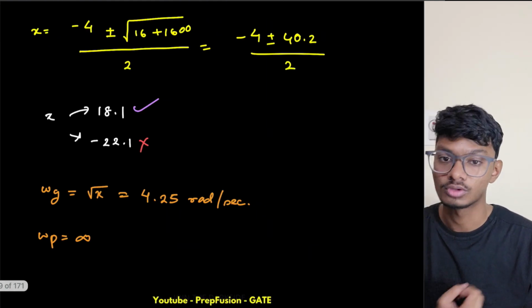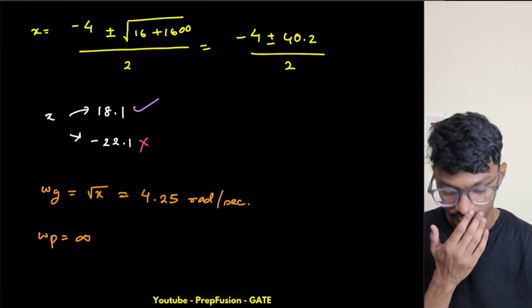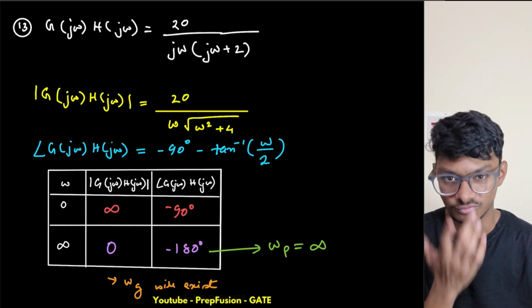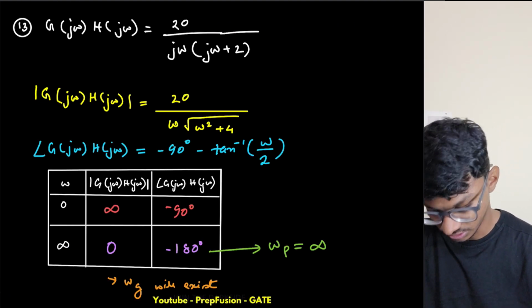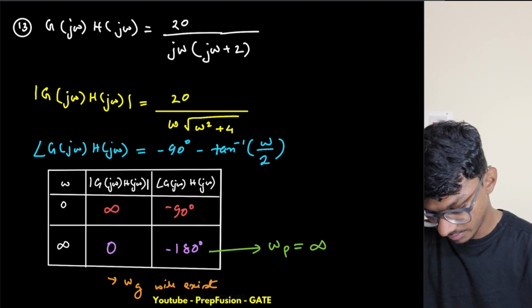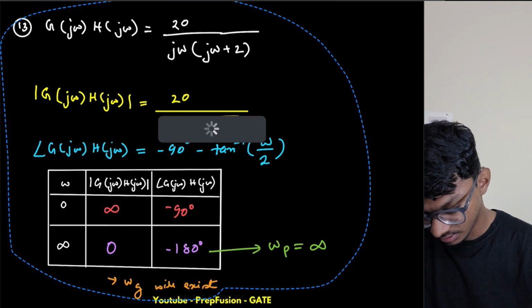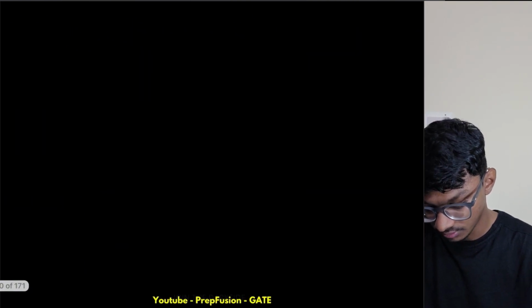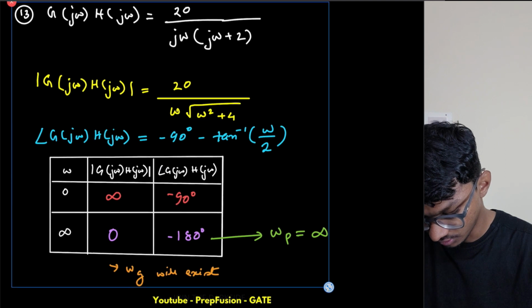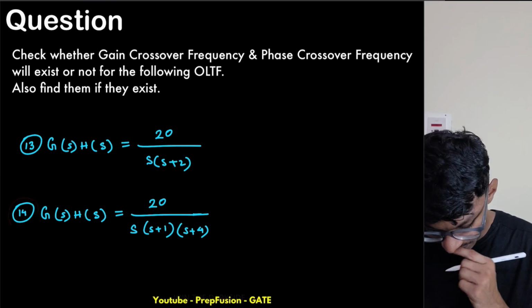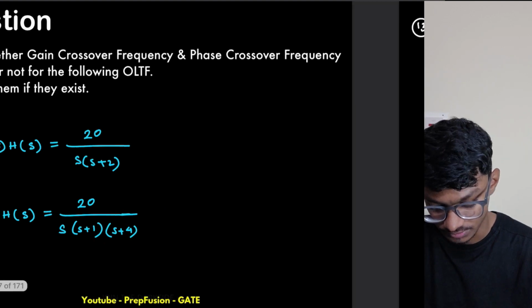So that's how you find the gain crossover frequency. How to find the phase margin, we'll understand. Simply put the value of the angle at that point, and we'll do questions on that also. Okay, let me copy this same thing again. This time things will be a bit different, for the 14th question. It is 20 by s into s plus 1 into s plus 4.